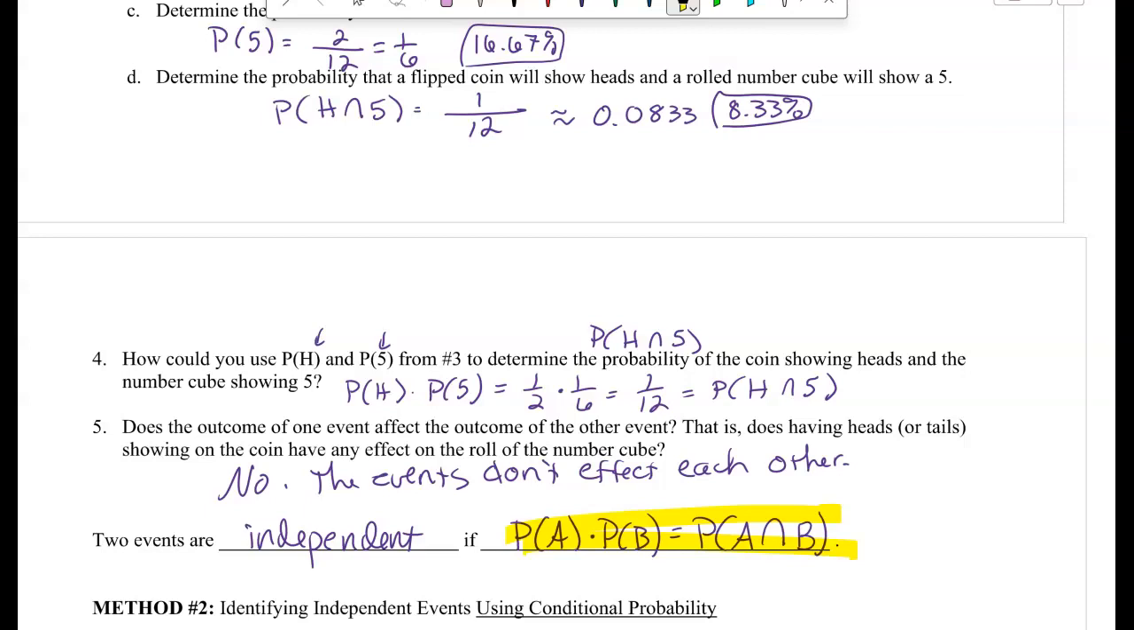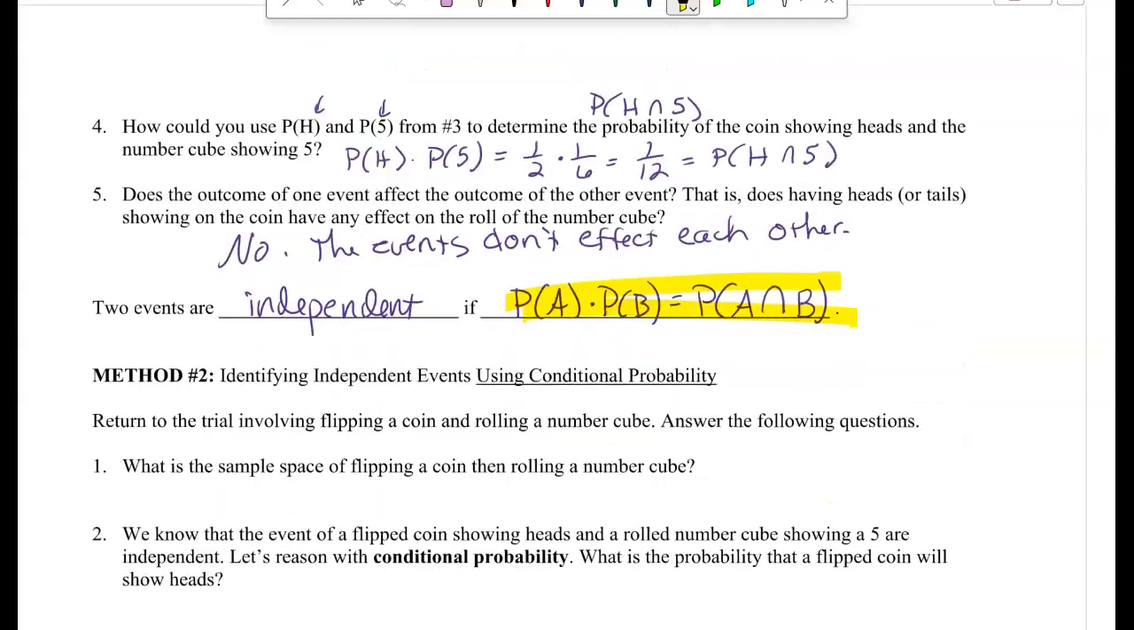Yeah. So if they're not equal, then it's dependent. If they're equal, independent. Simple as that. It just takes time and work to show, okay? All right, let's do another one, and then we're going to practice a little bit.